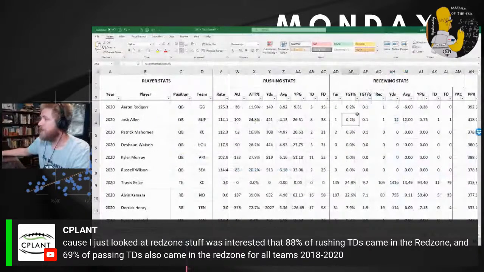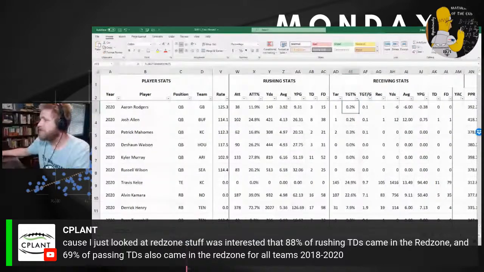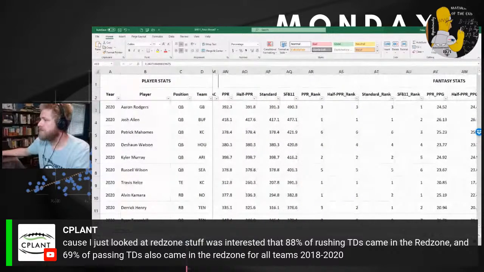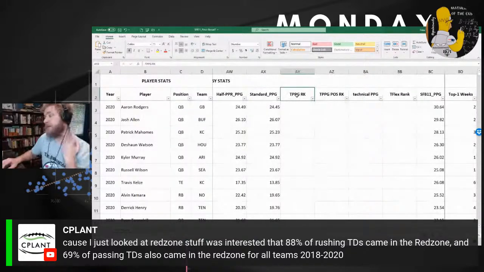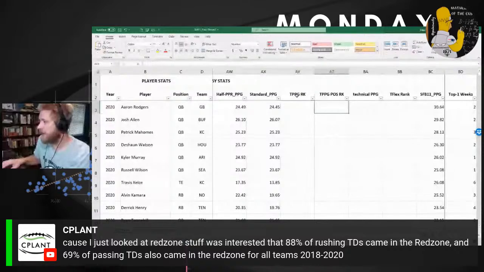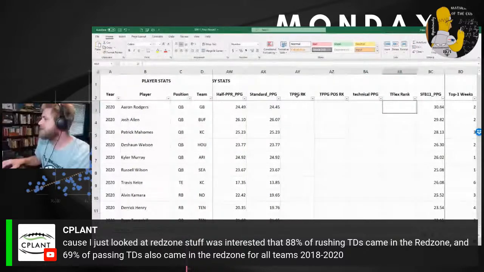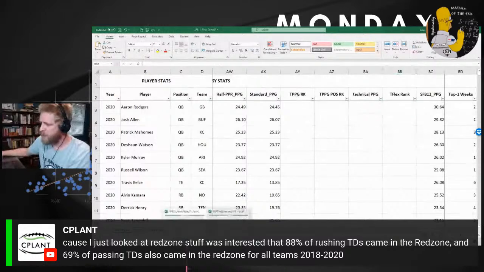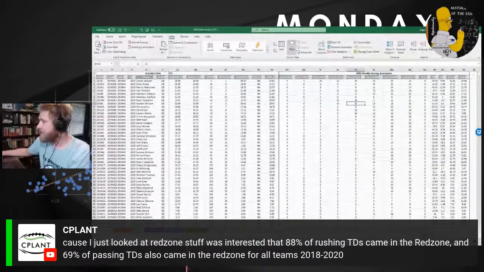All right. What else was I doing here? Targets per game rank. Wow. True points per game rank. Okay. Yeah, that's the thing I was doing last year. Technical points per game. That's what it was. Do I need that? I don't really want it. What was I using it for?